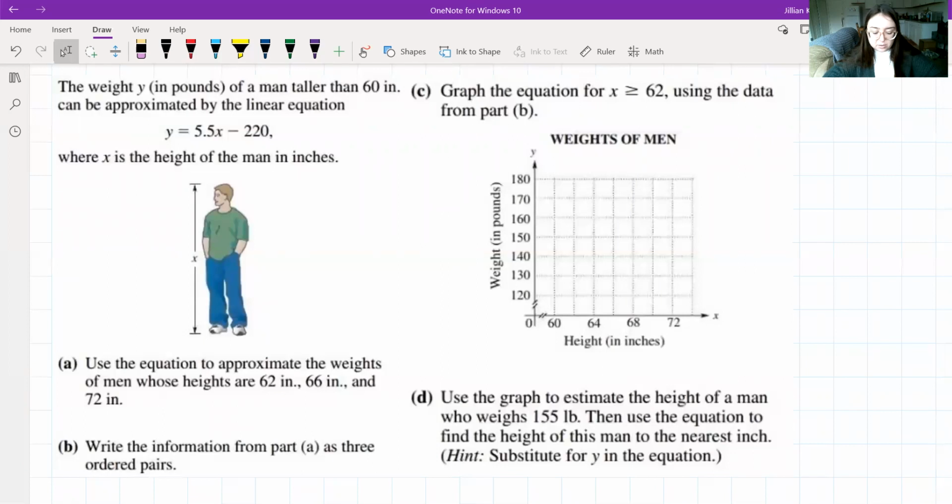For part A, we want to use the equation to approximate the weights of men whose heights were 62 inches, 66 inches, and 72 inches. Part B, we want to write the information from part A as 3 ordered pairs. For part C, we want to graph the equation for x is greater than or equal to 62 using the data from part B. And part D, we want to use the graph to estimate the height of a man who weighs 155 pounds. Then use the equation to find the height of this man to the nearest inch. So let's go ahead and begin.